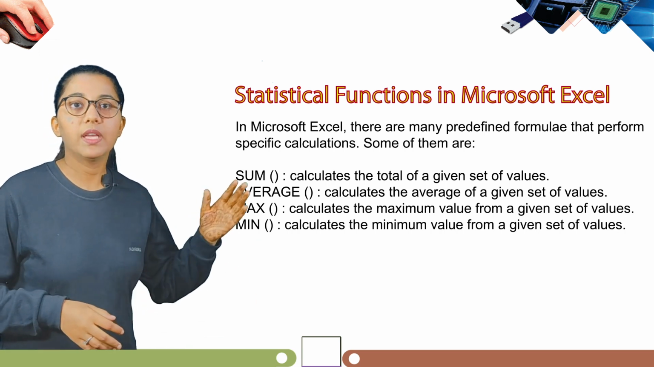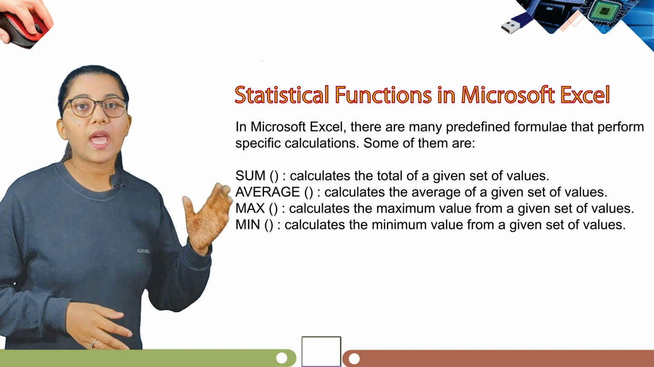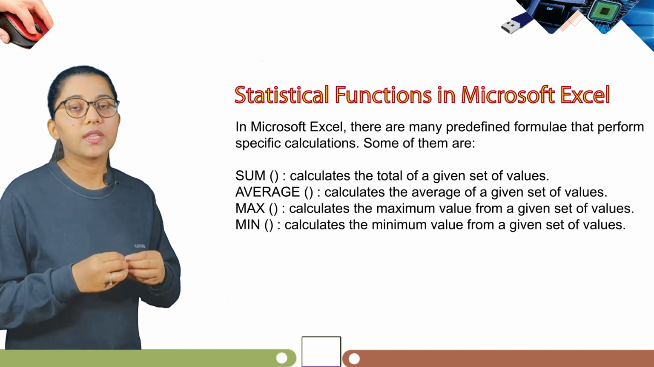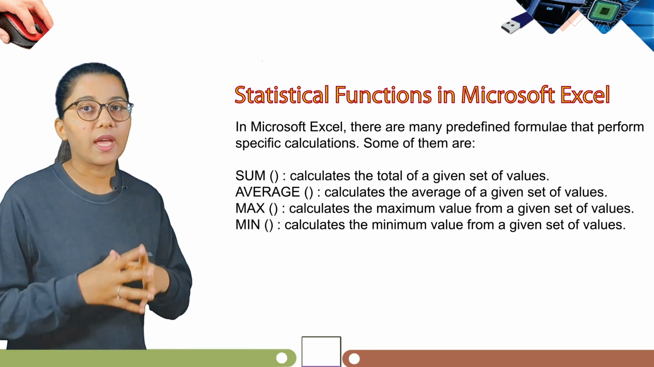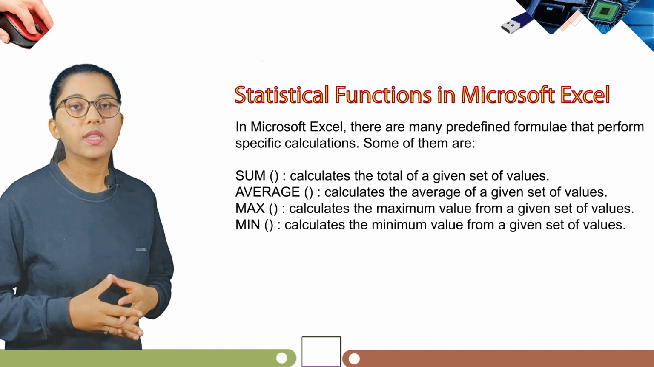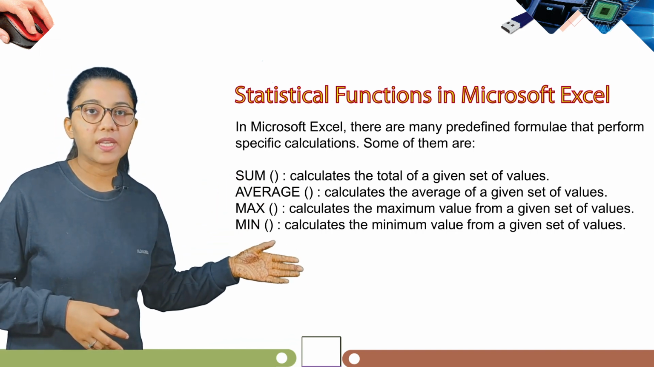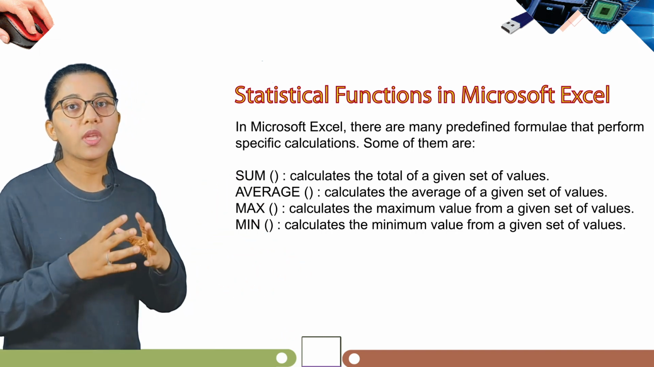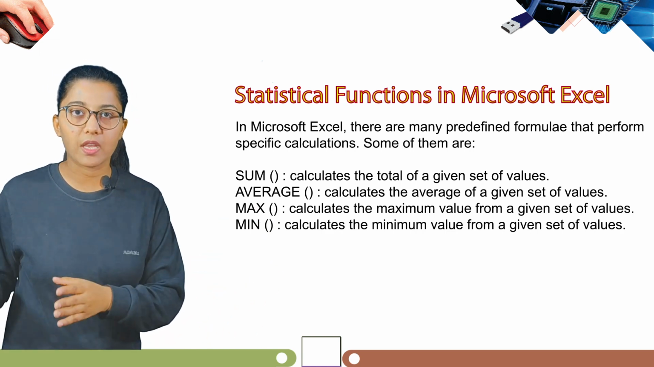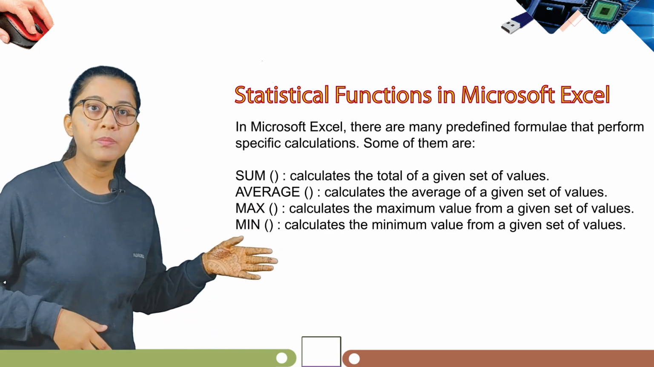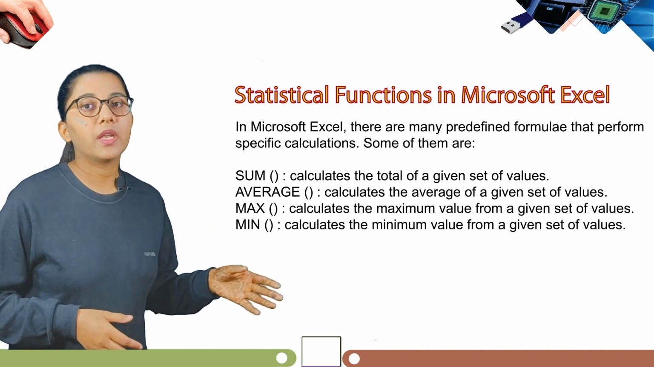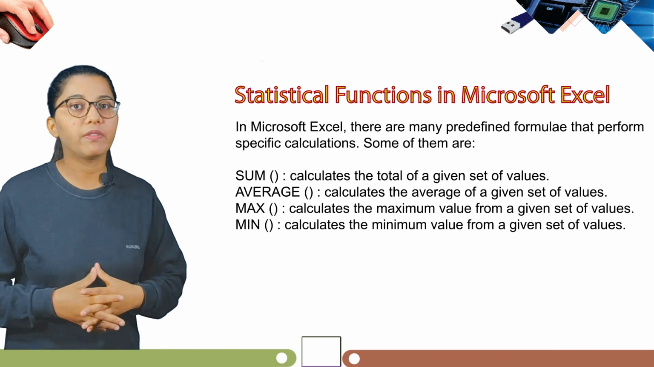Some of them are: first we have sum, that calculates the total of a given set of values. Then we have average, that calculates the average of a given set of values. Then we have maximum, that is max, used to calculate the maximum value from a given set of values. Then we have minimum, that is min, which calculates the minimum value from a given set of values.